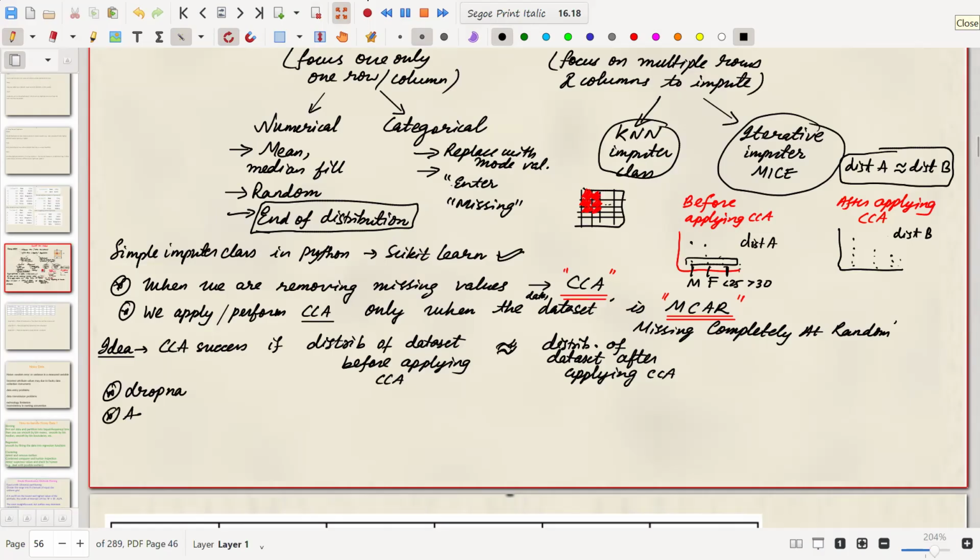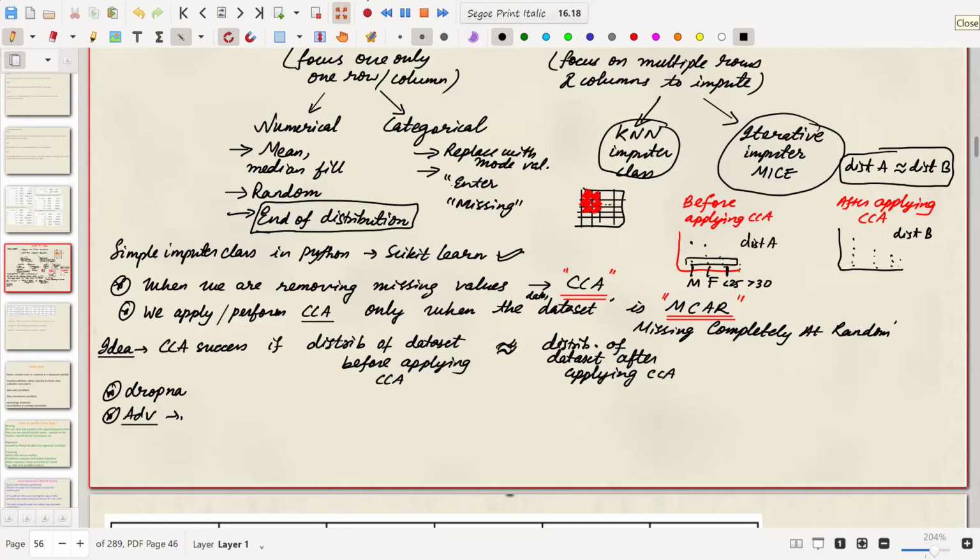Okay, here we are discussing the advantages. Any other advantages you can think of? Okay. Any disadvantages it can have? Any disadvantages CCA can have?